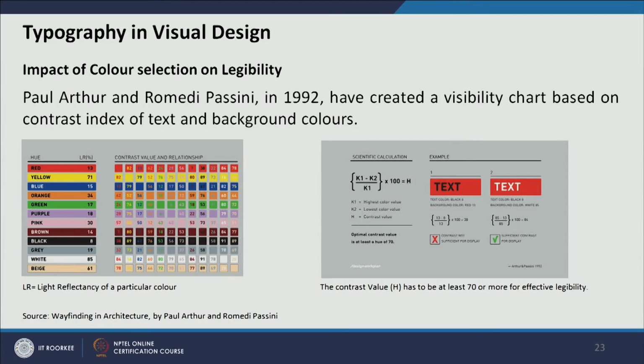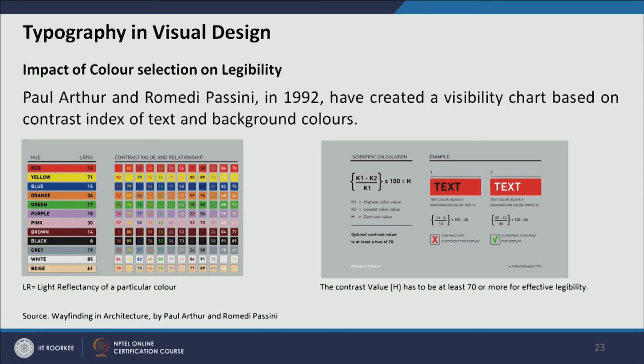So Arthur and Passini's formula to identify the color contrast mathematically is like this. He has assigned a light reflectancy ratio to each and every color. For example, red has 13, yellow has 71, and blue he has assigned 15 in terms of light reflectancy. We can also see that the lighter the color is, the more its light reflectancy will be. So white has 85, which is the highest, and black has 8, which is the lowest.